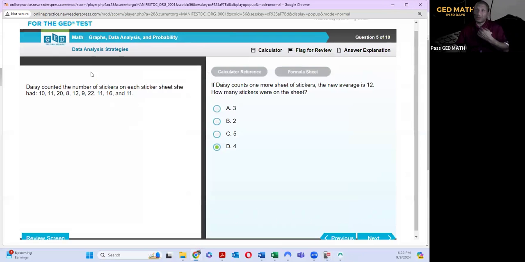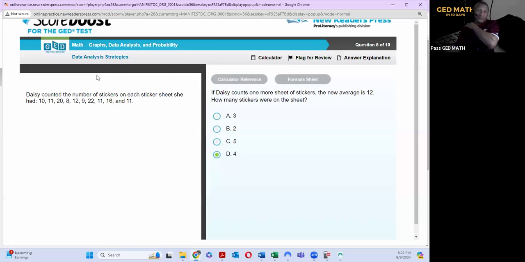And what I'll do is send out the link after the video tonight. It's online practice at newreaderspress.com. Now, when you sign up, you have to say accept pop-ups. This is why it's not considered secure, because pop-ups are sometimes how people used to spread viruses and stuff like that. But for this site, I've been using it for years, so you don't have to worry about that.